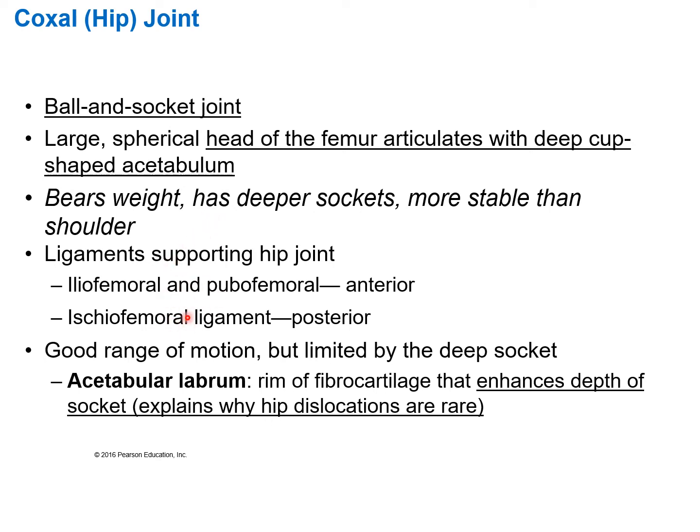We do have some ligaments, of course, that are going to support the hip joint, and you did learn these in lab. There is a pretty good range of motion that you can have in the hip joint, but it is somewhat limited due to the deep socket that the femur head is sitting in. A structure you should know is called the acetabular labrum. This is a major stabilizer of the coxal joints. What is the acetabular labrum? It's basically a piece of fibrocartilage, which is a really strong kind of tissue. Fibrocartilage is going to help reinforce the stability of the joint. It also enhances the depth of the acetabulum, and this is part of the reason why hip dislocations are really quite rare.